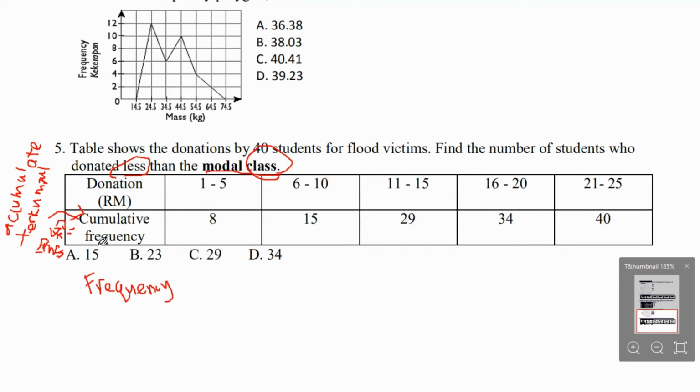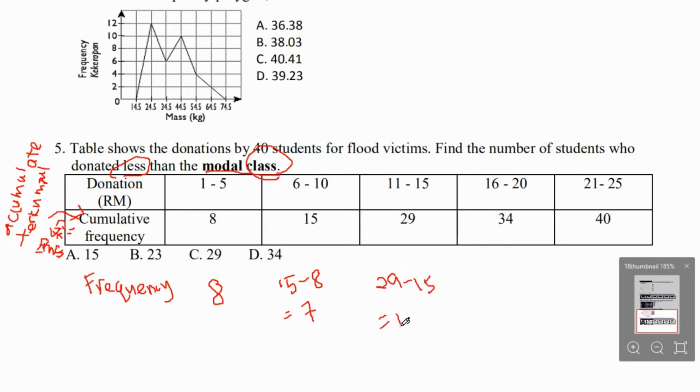So the first one, 1 to 5, cumulative frequency is 8. Okay, first one, you just need to copy down 8. And then second one, 15. So the frequency will be 15 minus 8, 7. Okay, because this is cumulative frequency. So first one, you have 8. And then second, you have 8 plus 7, which is 15. So if you want to get back the original number, you take 15 minus 8. For the third class, 29 minus 15.